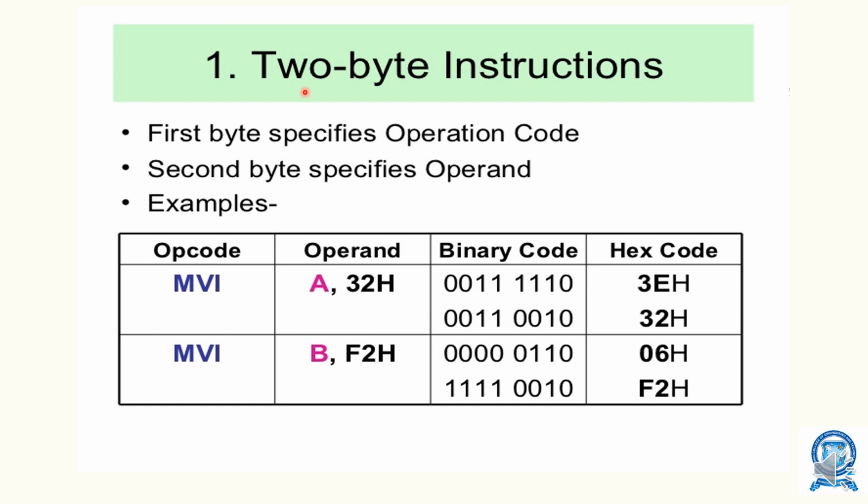Switching to the second type, that is the 2-byte instruction. Here the first byte specifies the operation and the second byte specifies the operand. Example, MVI A, 32H. Here MVI A takes the first byte and 32H takes the second byte, and the second byte is 8-bit data. If you have 16-bit data, then the first 8 bits take 1 byte and the other 8 bits take another byte, so in total it becomes a 3-byte instruction. Whenever an instruction has 8-bit data, it comes under the 2-byte instruction.